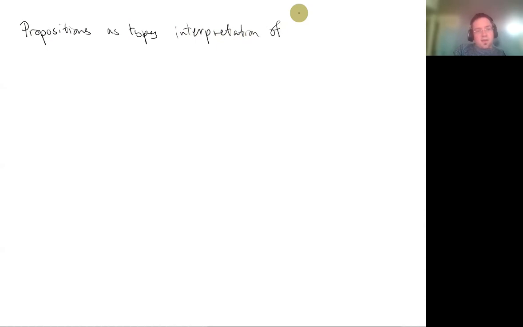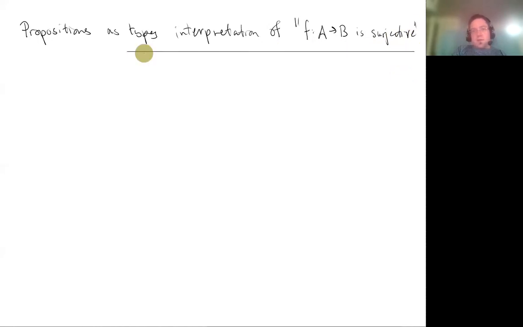Of a function being surjective. So if we let f be a function from A to B, we want to say what type should express that f is surjective. So that's what I'll say something about. So recall how we do it.